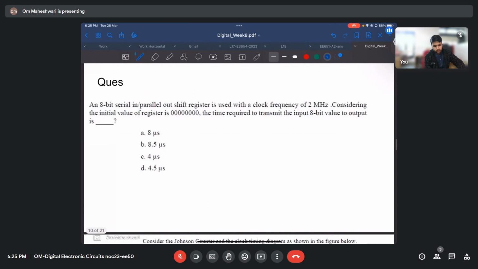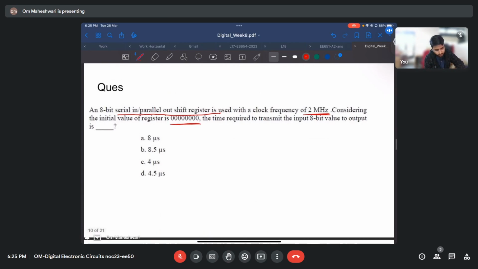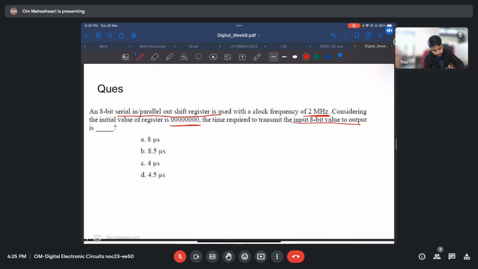So the next question is an 8-bit serial in parallel out shift register used with a clock frequency of 2 MHz. Initial value of the register is this. The time required to transmit the 8-bit value of output is?